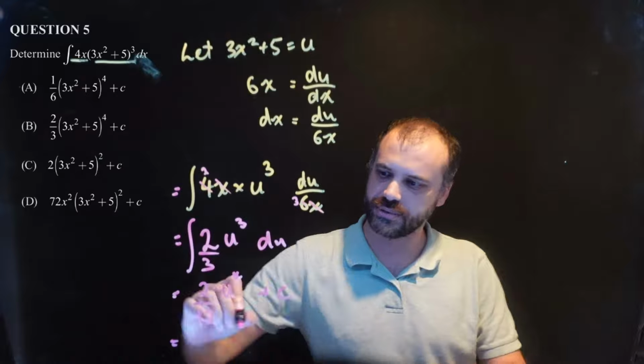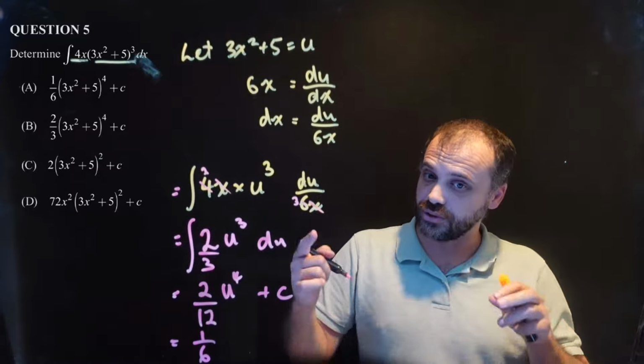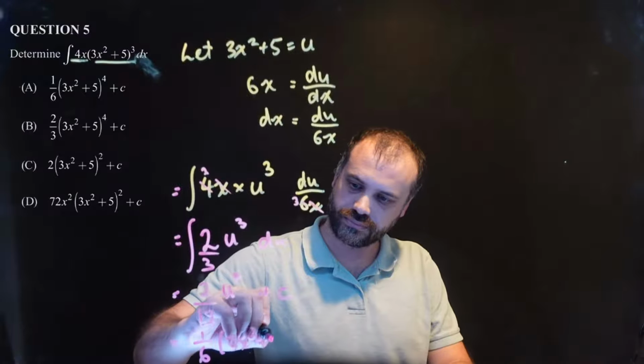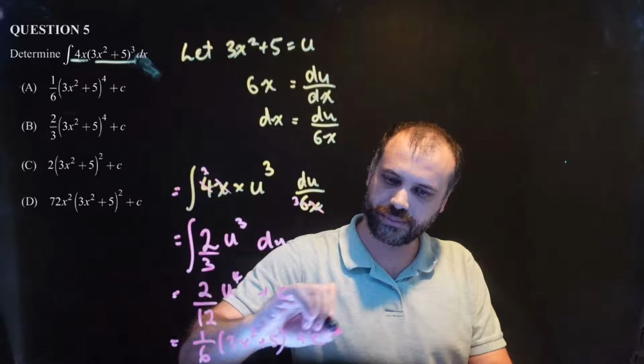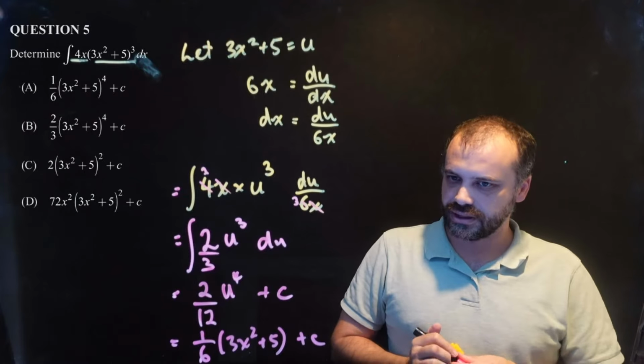2 over 12 is the same as 1 over 6. And u is not u. u is 3x squared plus 5. And I've still got my plus c. Okay, are one of these the answer?